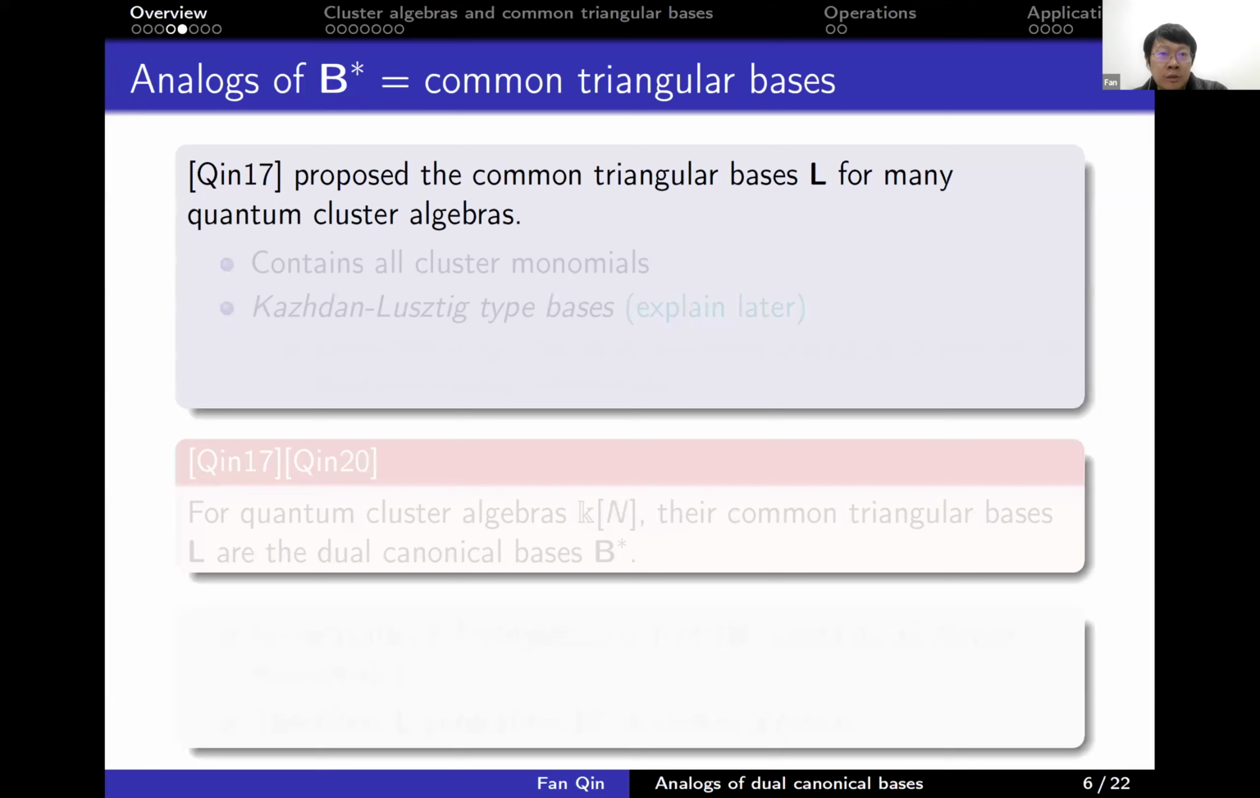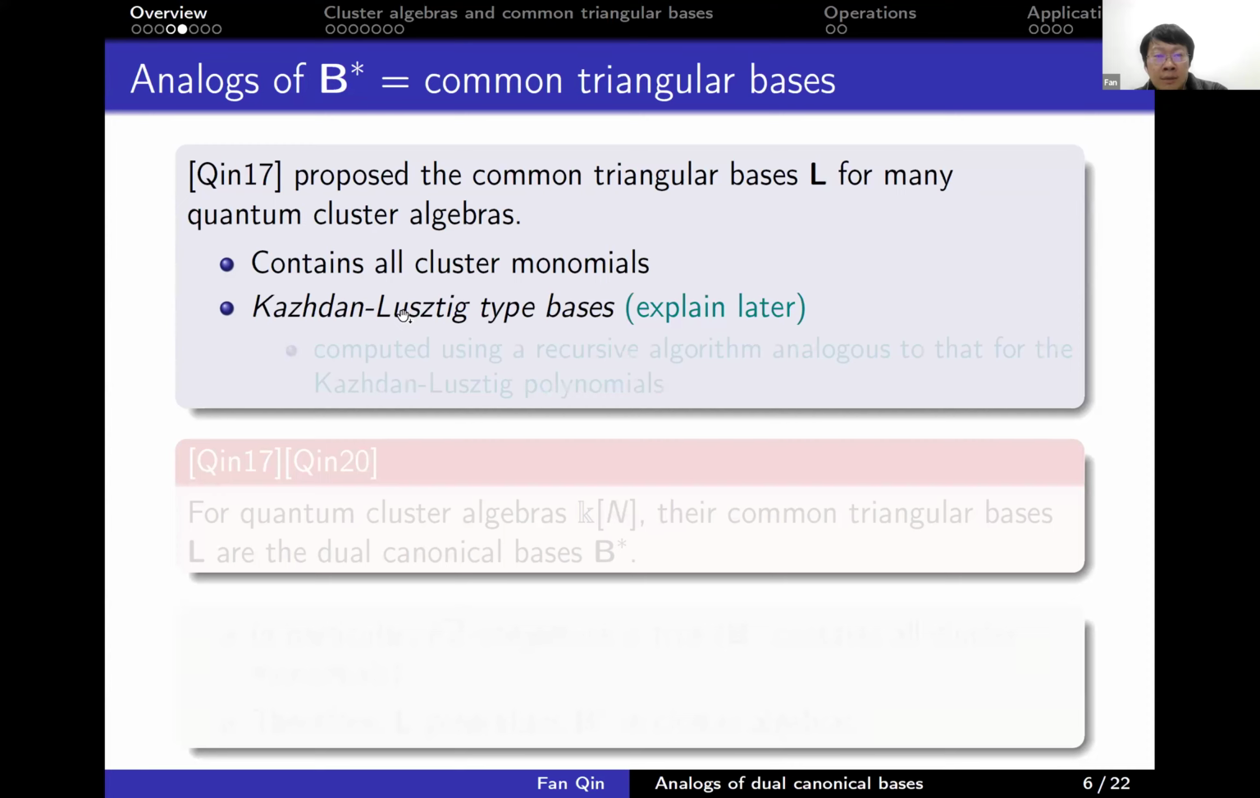So the analogs of these dual canonical bases were proposed in my approach, namely I proposed common triangular bases. By definition, these bases contain all the cluster monomials, and it is something called a Kazhdan-Lusztig type basis, which I will explain later. But to be short, this is something which is computed using a recursive algorithm analogous to that for the famous Kazhdan-Lusztig polynomials.